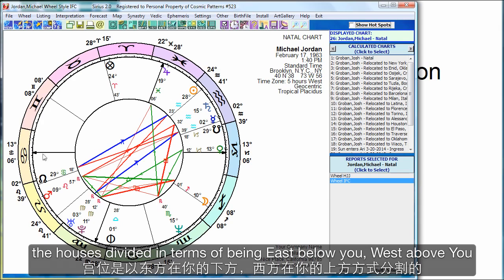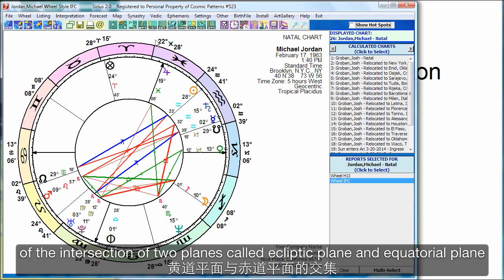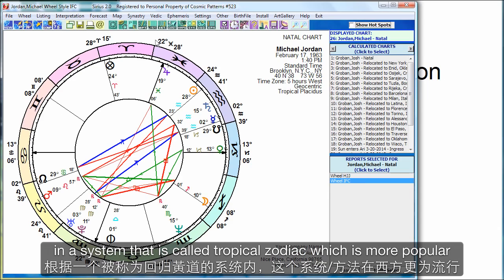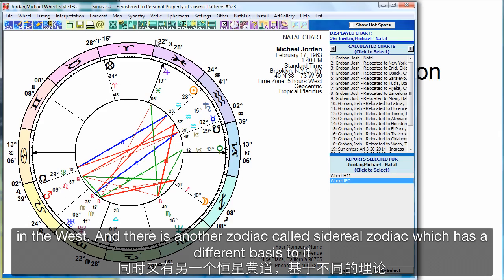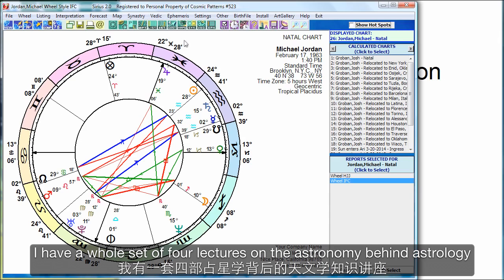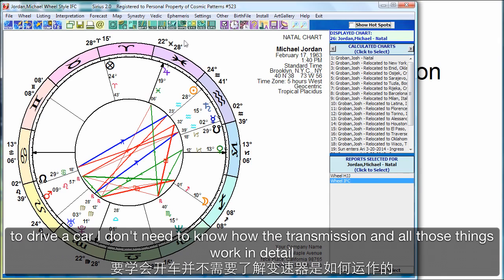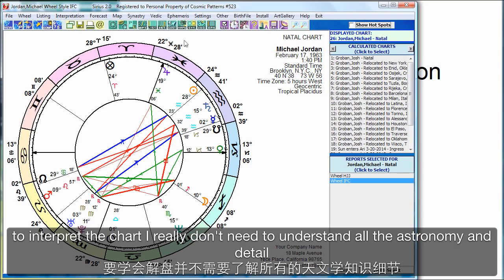The houses divide it in terms of being east, below you, west, and above you, and the signs start with Aries, and it's based on a really abstract astronomical concept of the intersection of two planes called the ecliptic plane and the equatorial plane in a system that's called the tropical zodiac, which is more popular in the West, and there's another zodiac called the sidereal zodiac, which has a different basis to it. I have a whole set of 4 lectures on the astronomy behind astrology, but we want to interpret here. To drive a car, I don't need to know how the transmission and all those things work in detail. To interpret the chart, I really don't need to understand all the astronomy in detail.